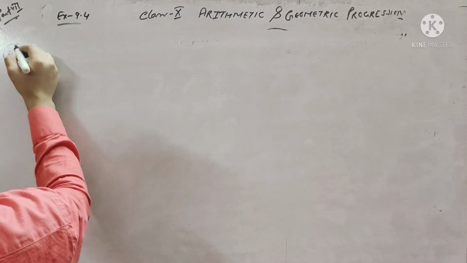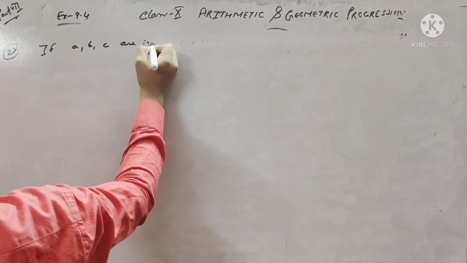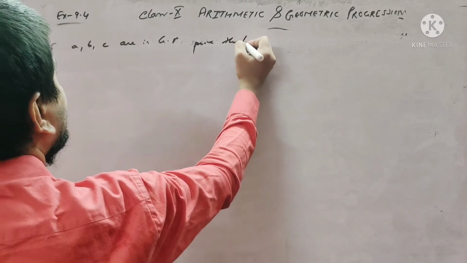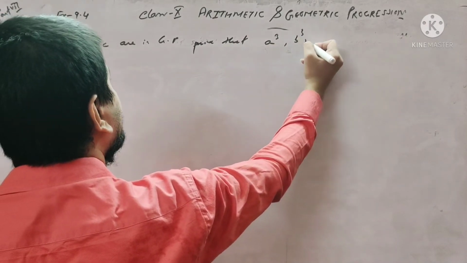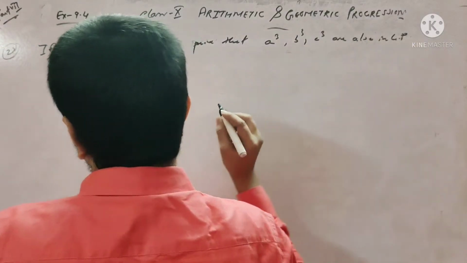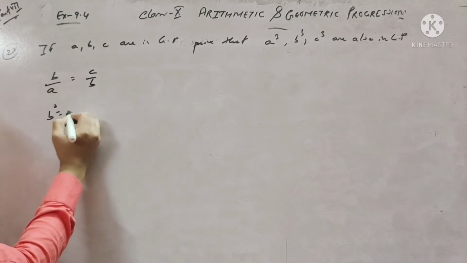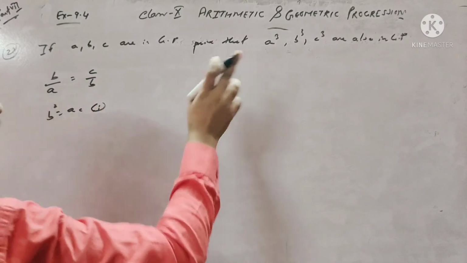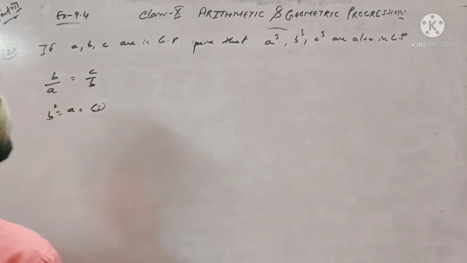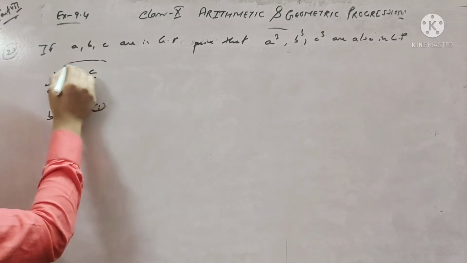Question number 27. If a, b, c are in GP, prove that a cube, b cube, c cube are also in GP. We know that if this one is GP, that means b by a equals c by b, and b square equals ac. Prove that this one is also in GP. So if this one is GP, that means, you see, this portion.